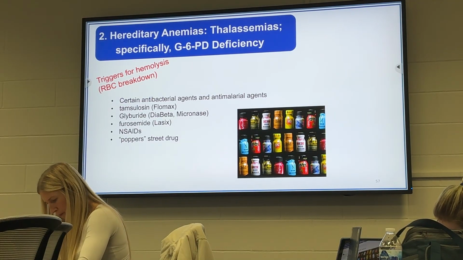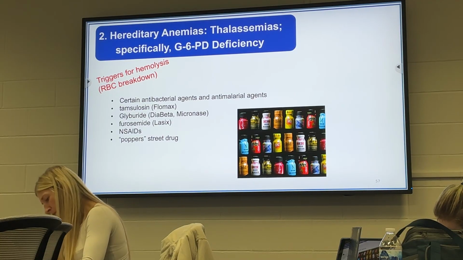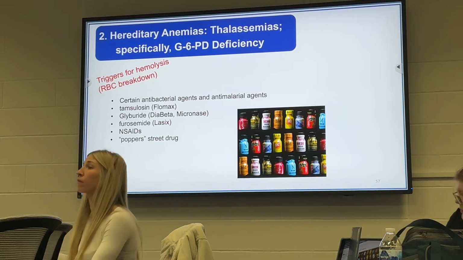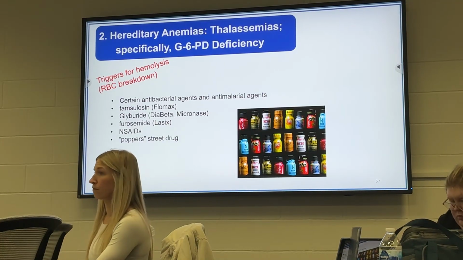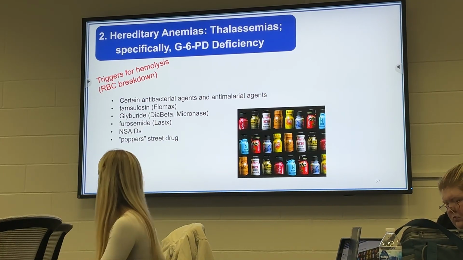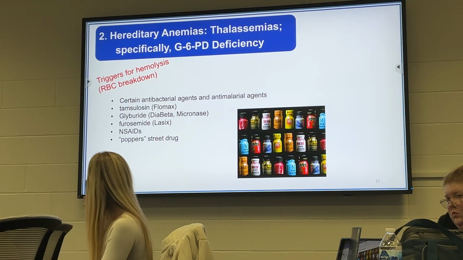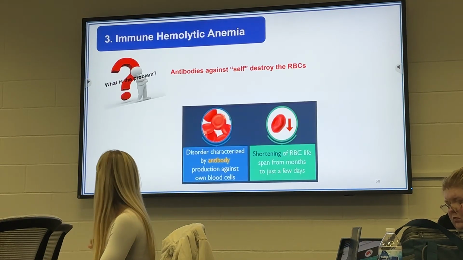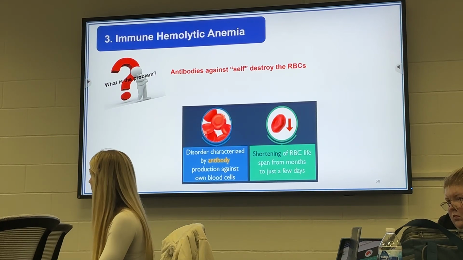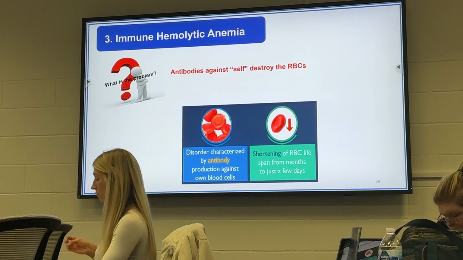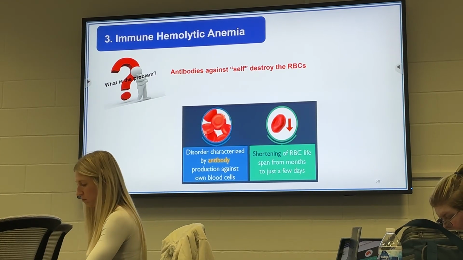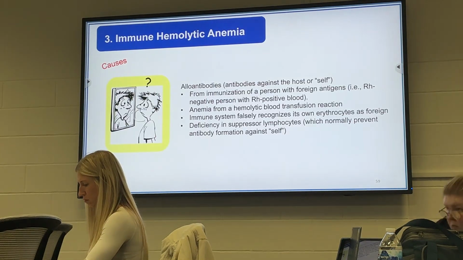Triggers for red blood cell breakdown could apply to any anemia. NSAIDs, certain drugs, and street drugs are found to have been a cause of red blood cell deficiencies. This is when the antibodies destroy the cells, as the name says, immune hemolytic anemia. Hemolytic means breaking down because of a self-attack.